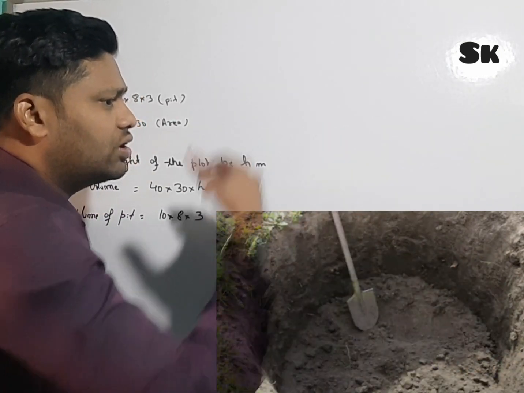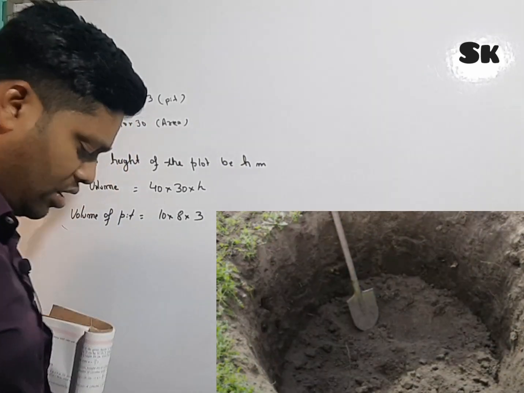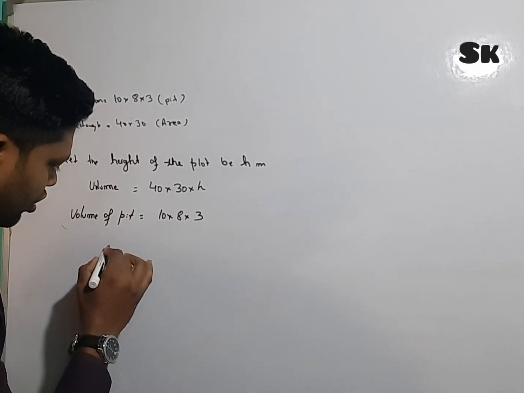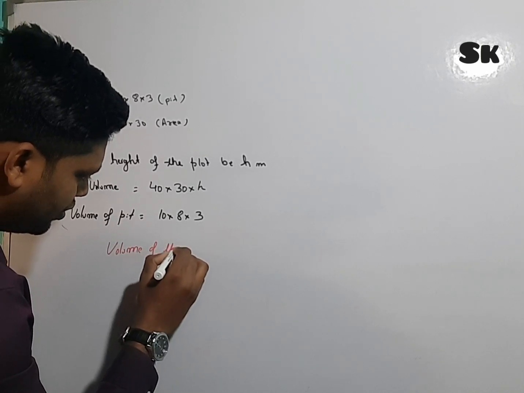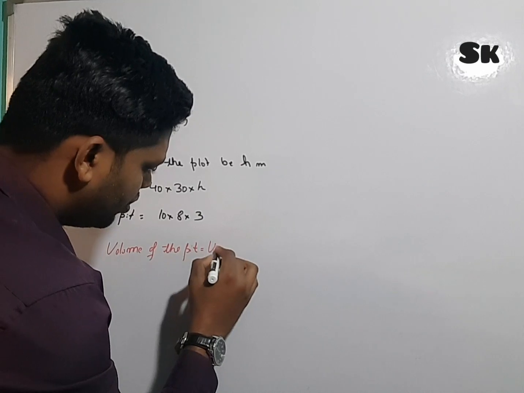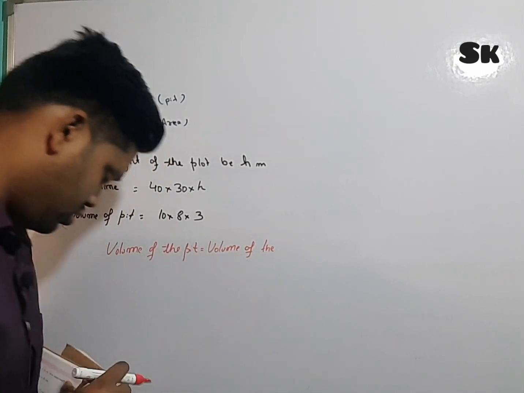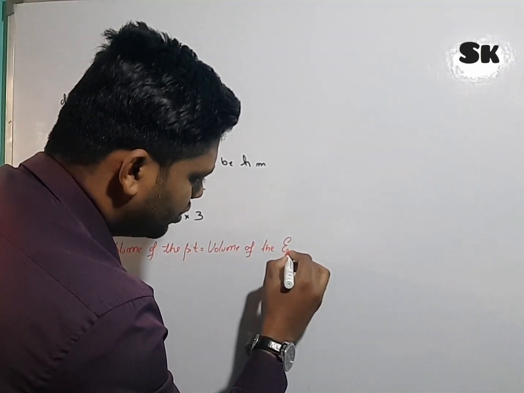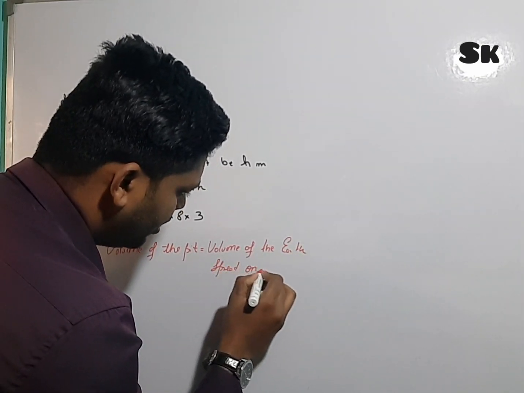So what do I have to take out, sir? Volume. What is the volume on this side? That is this volume. So both the volumes will be same. You are right. So volume of the pit is equal to volume of the earth spread on rectangular land.